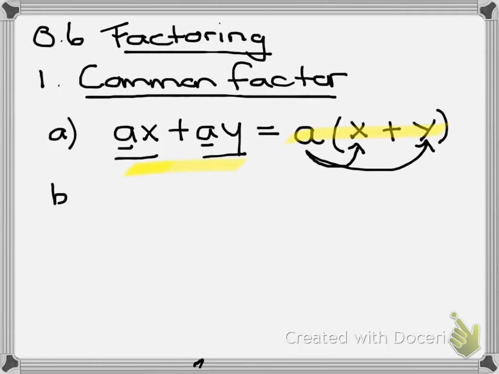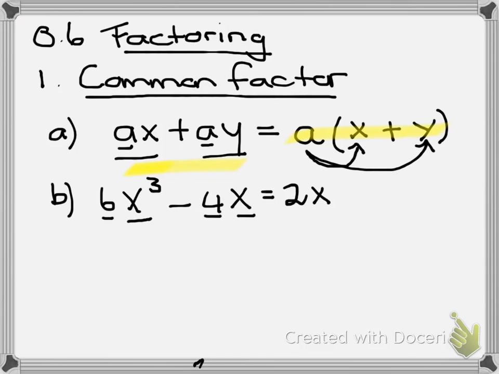6x cubed minus 4x. Now we look at the numbers first, the 6 and the 4. What can we take out that can go into both of those without any remainder? That would be 2. Of the x cubed and the x, we take the one with the least exponent, x to the first power. That's the one we take out.